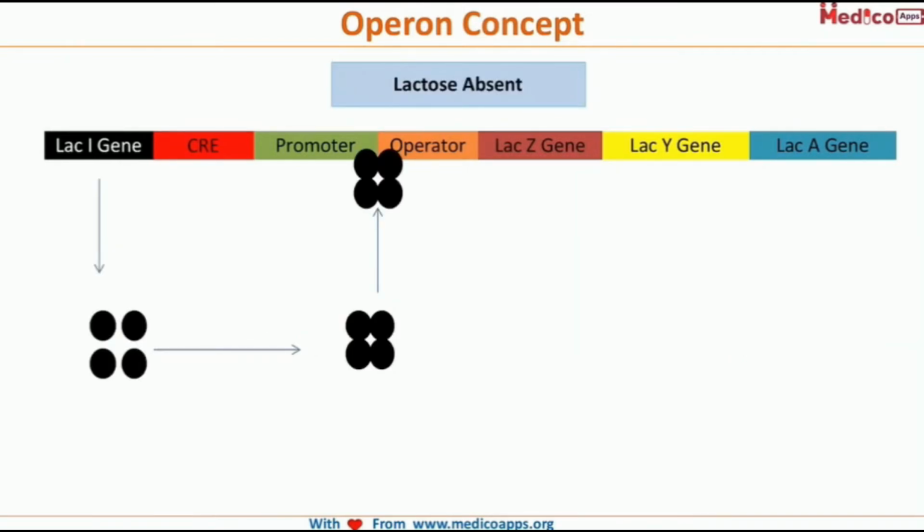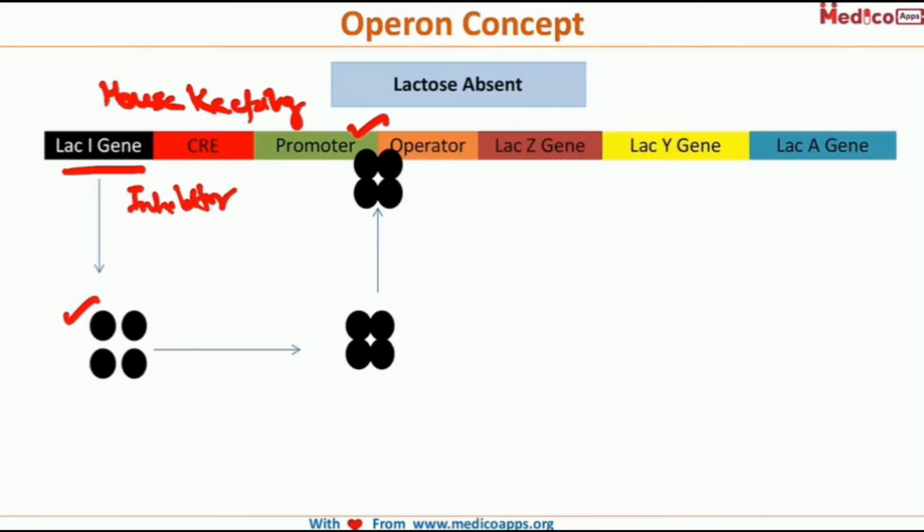So first, as a part of housekeeping gene. So LAC-I is a housekeeping gene. Okay, housekeeping genes are those genes which keep transcribing under normal circumstances. Okay, so LAC-I gene in this operon structure is a housekeeping gene. So under normal circumstances it will produce, LAC-I stands for LAC inhibitor. Okay, it will keep on producing inhibitors which will go and attach itself to the promoter sequence.